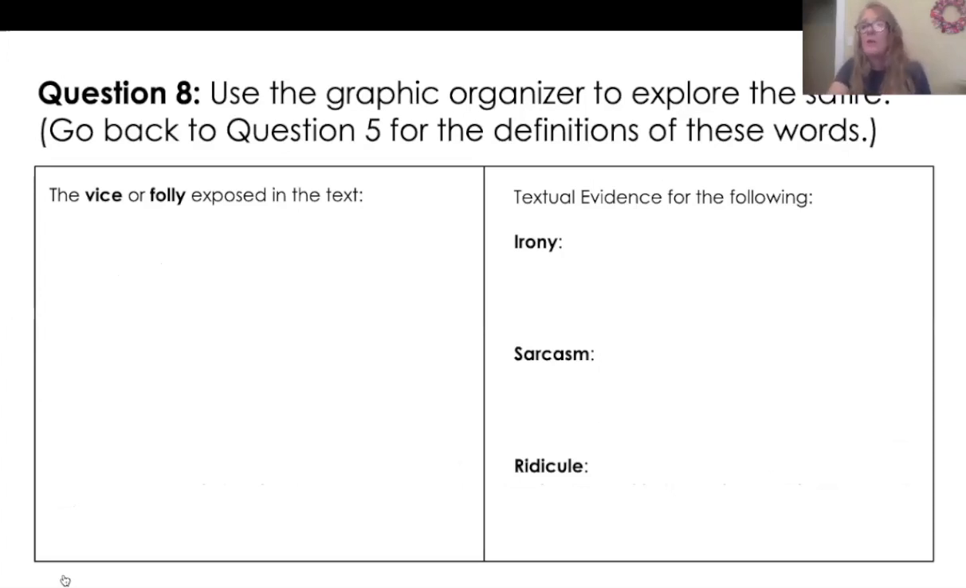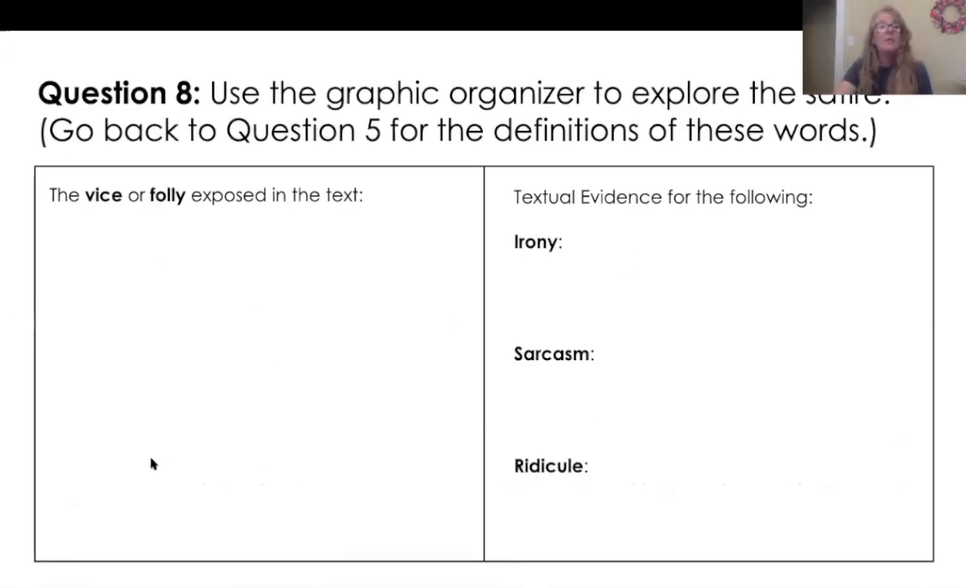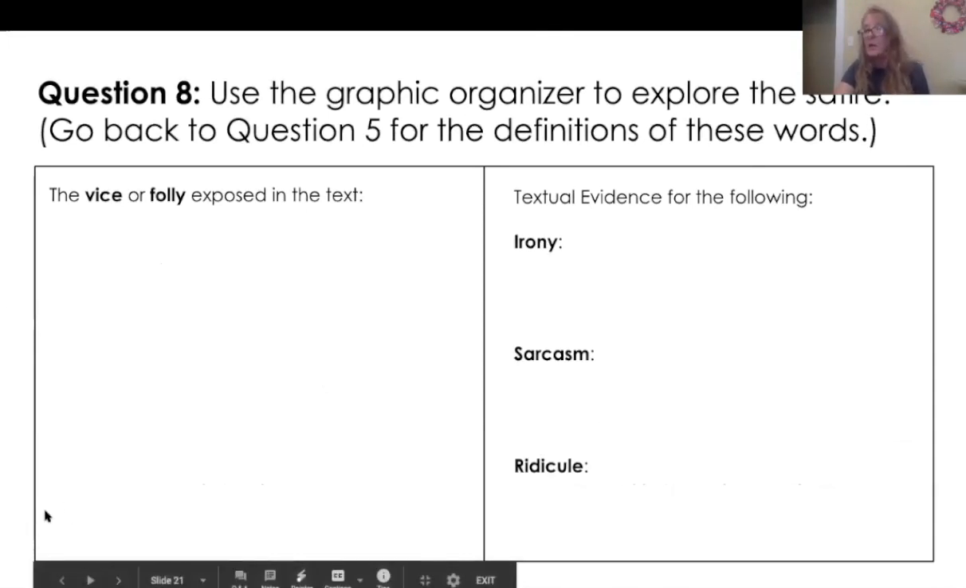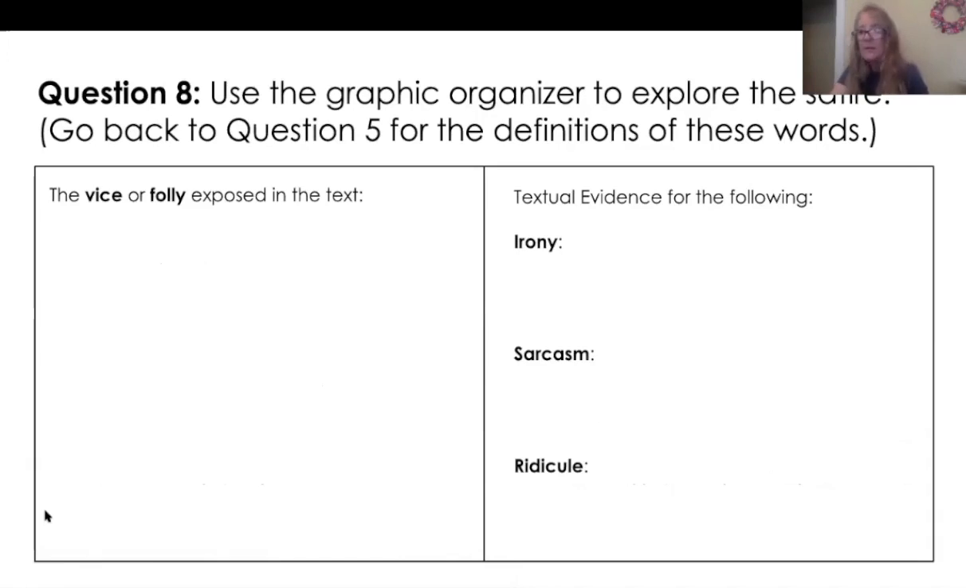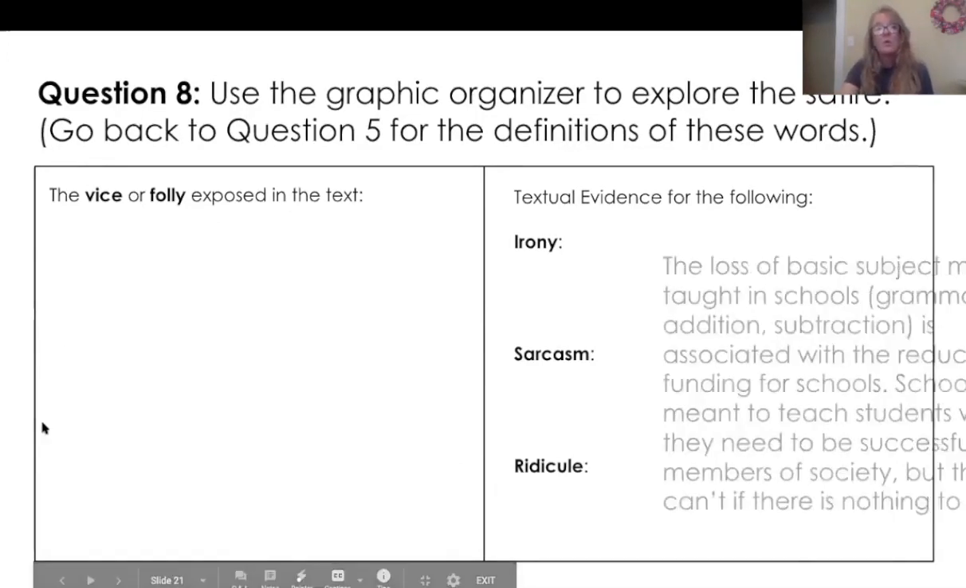And then you had a graphic organizer at the end. This hopefully looks like that, and you were supposed to use that. I just pointed out here that you could go back to question 5 for the definitions of irony, sarcasm, and ridicule, which we just talked about. So the vice or folly exposed in the text. Remember that a vice is an evil habit or practice, and folly is a foolish action. So neither one of those are good things. What were the bad things that were exposed in the text?